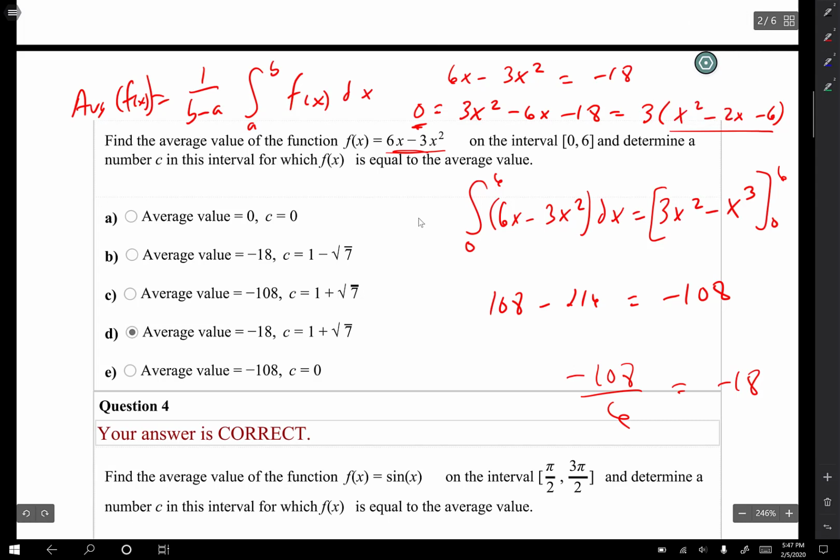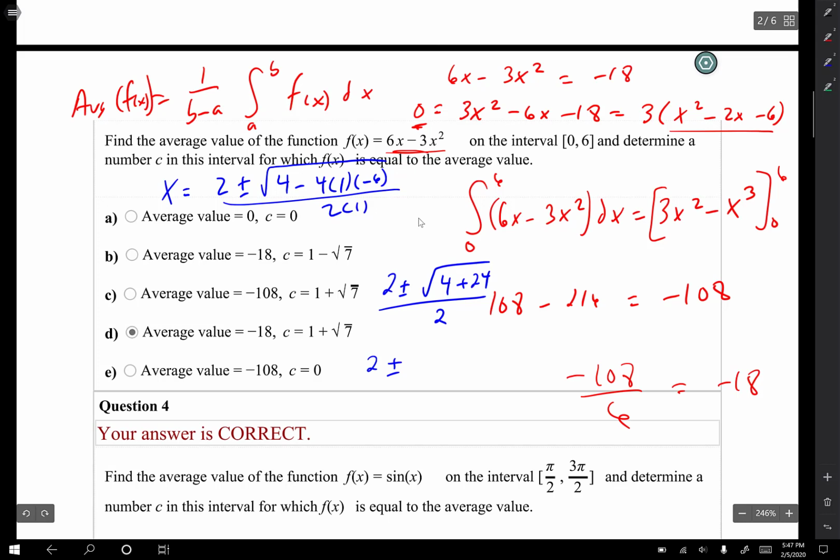Here we go. So I'm going to say x equals 2 plus minus square root of negative 2 squared, which is 4, minus 4 times 1 times negative 6, all over 2 times 1. So what do I get here? I get 2 plus minus square root of 4 plus 24, since 6 times 4 is 24, over 2. So 24 plus 4 is 28, so square root of 28, and I still am over 2.